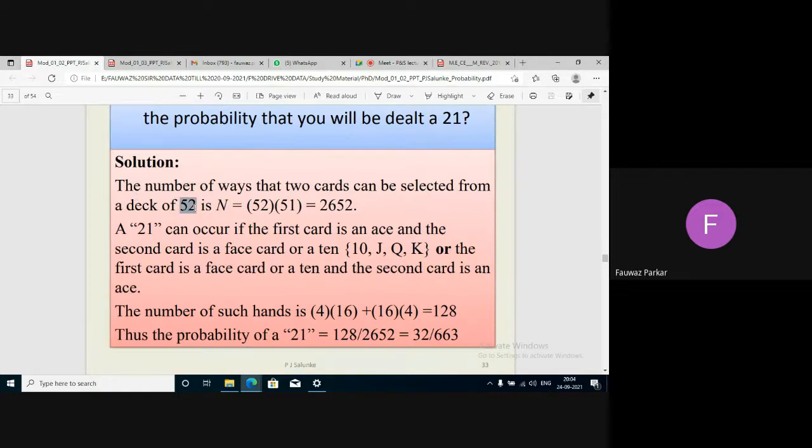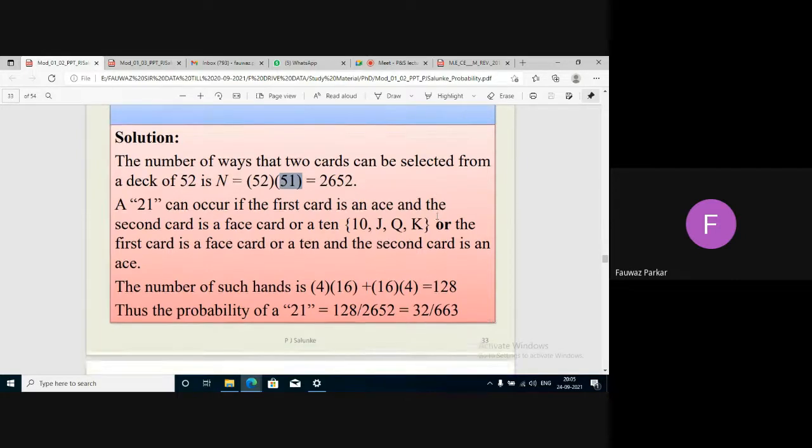तो 52 टोटल कार्ड्स हैं. तो टोटल वेज ऑफ सिलेक्टिंग 52 into 51 है ना, बिकॉज 52 वाला कार्ड है एंड 51 उसके अदर कार्ड्स हैं. तो these are the ways of selecting. So 21 can occur when the first card is an ace and the second card is a face or a 10. तो ये सारा उसका कंसेप्ट है. तो अगेन ये 4 कार्ड में से कोई एक. तो 16 ways are there. तो likewise, so this is the probability they have found out.